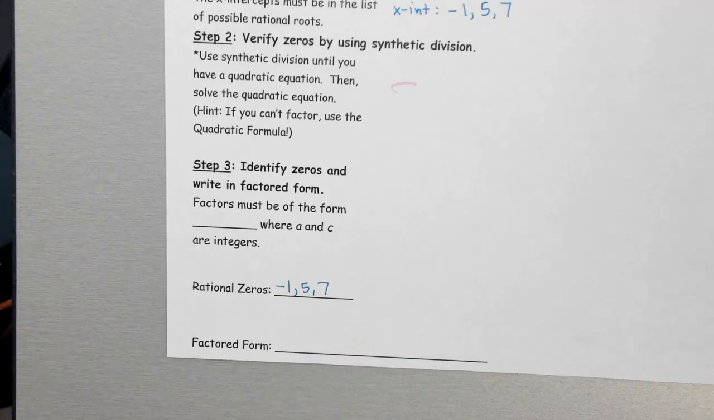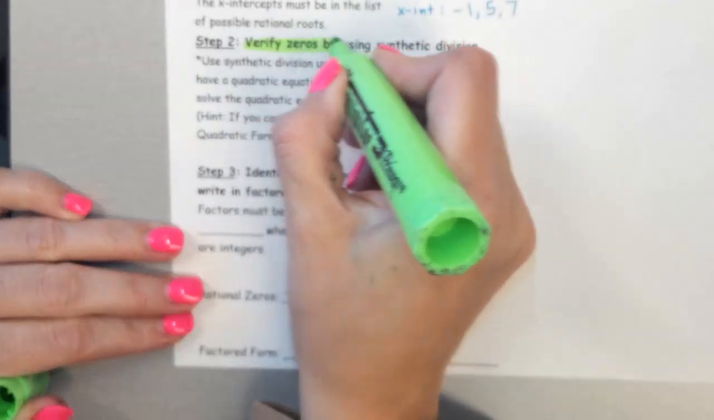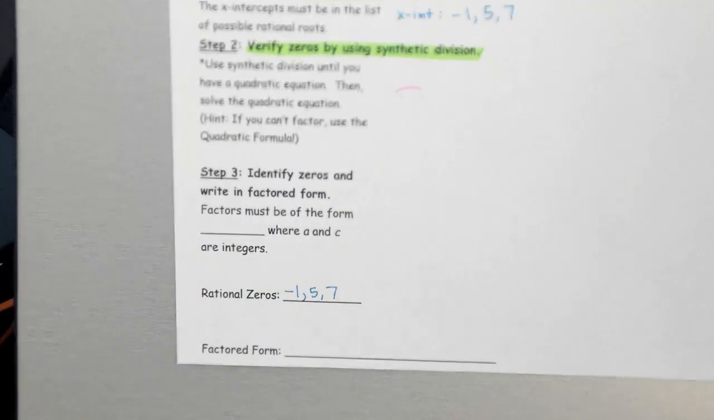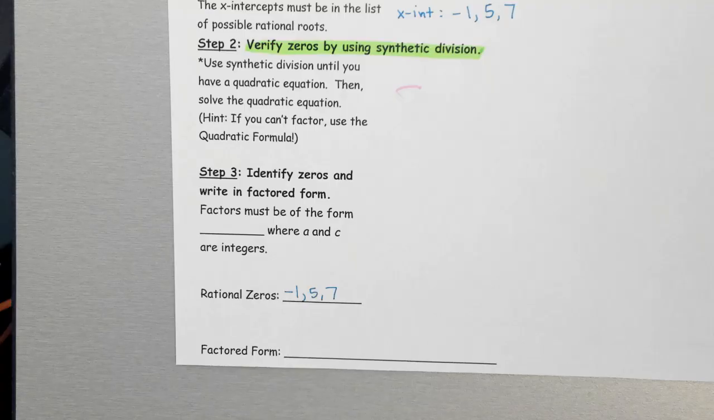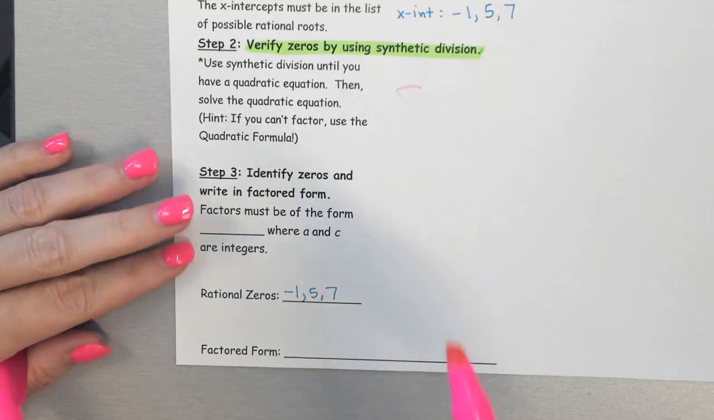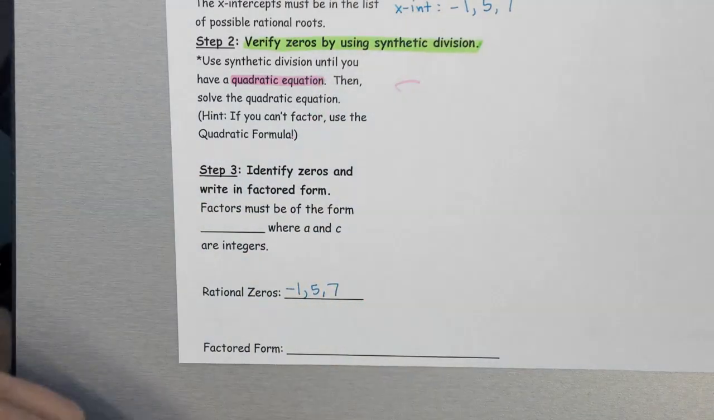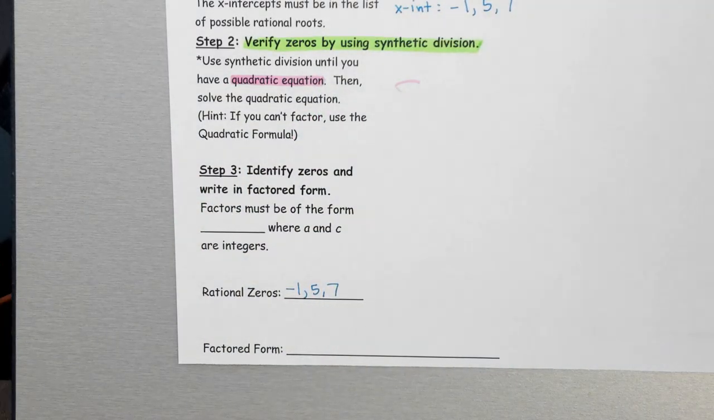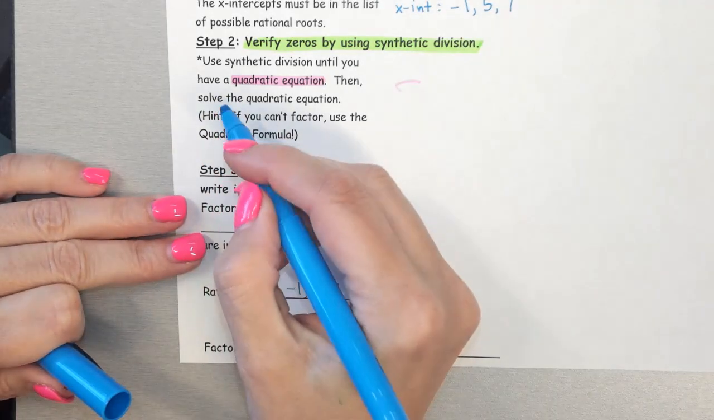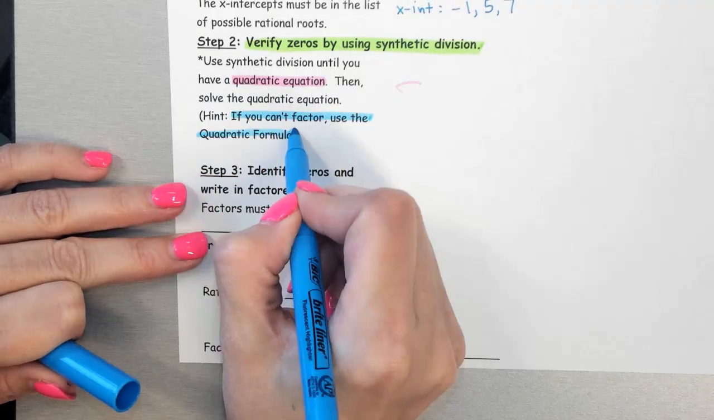I'm also going to show you the process that we're going to be using for the rest of today to get you more comfortable with that. And it is something that you might remember from last year. So we're going to verify zeros using synthetic division. The goal with verifying with synthetic division is that you keep using it until you have a quadratic equation, and then you solve the quadratic equation. Sometimes you'll be able to factor, like in all of these, because it says you're going to write it in factored form. And then if you can't factor, you can use the quadratic formula, which we'll also use today.